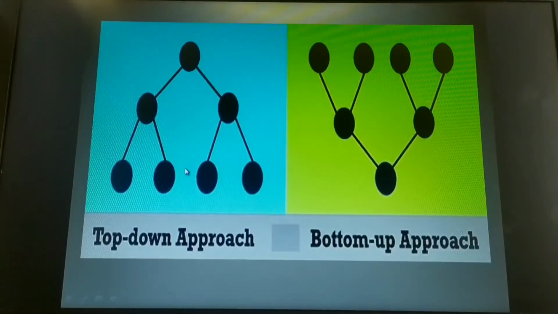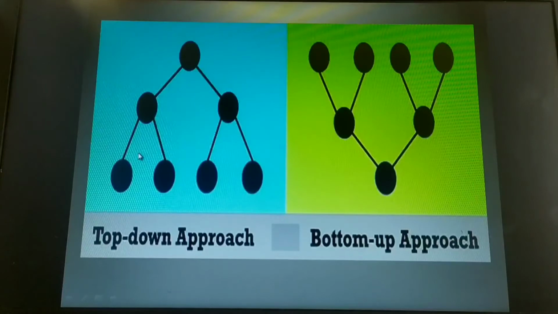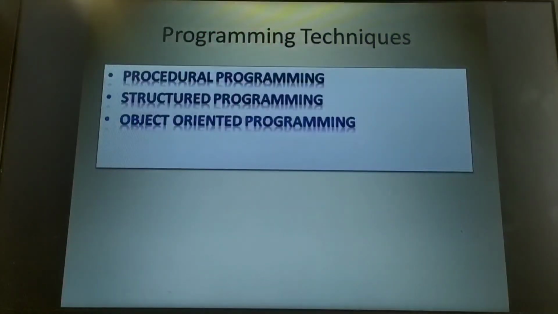Because of this top-down approach, structured programming lacked clarity and reliability. Program maintenance would be difficult because the program length would grow in size. That is why a new programming technique came into existence, that was object-oriented programming.